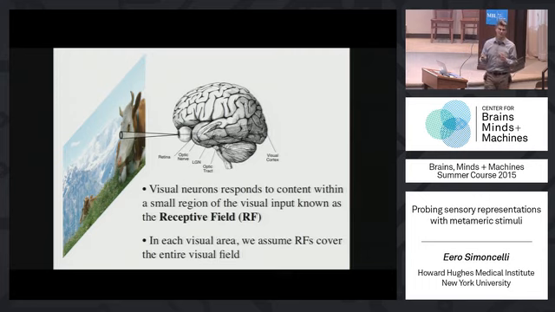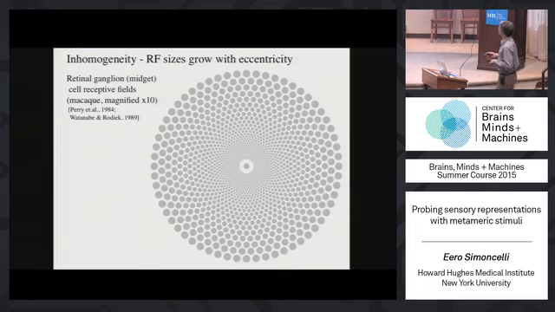I'm going to rely on just a few simple assumptions. First, that each of these areas has neurons in it that respond to small regions of the visual input. They're known as receptive fields. Most of you know that. In each visual area, I'm going to assume that those receptive fields are blanketing the entire visual field. So there's no dead spots. There's no spots that are left out. Everything is covered nicely. And in fact, we know that this is true, for example, starting in the retina.